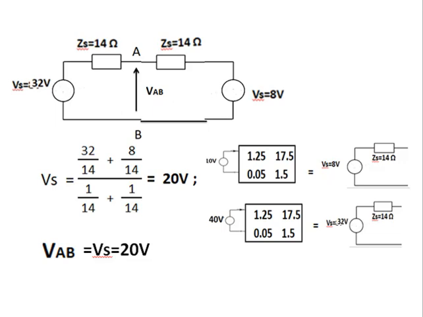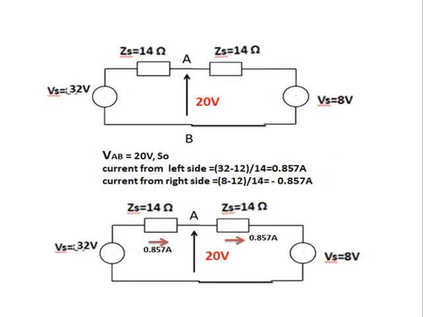Now VAB is the parallel point of these circuits. As per Millman theorem, Vs is equal to 32 by 14 plus 8 by 14, whole divided by 1 by 14 plus 1 by 14, which is equal to 20 volt. Left side is 40 volt side, right side is 10 volt side. Output of both the circuits are in parallel. Output voltage of the output terminal is 20 volt. That is, VAB is equal to 20 volt.